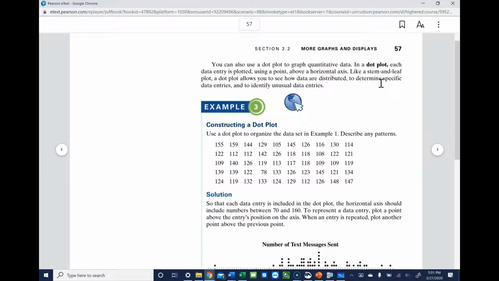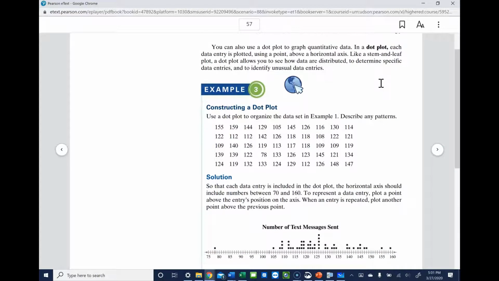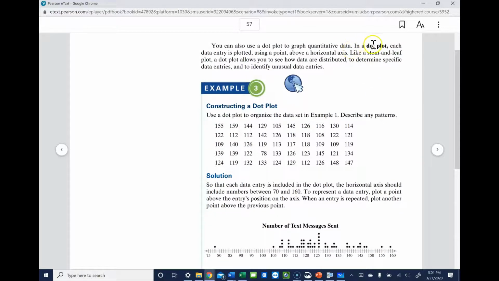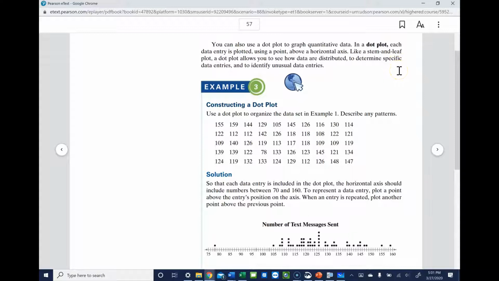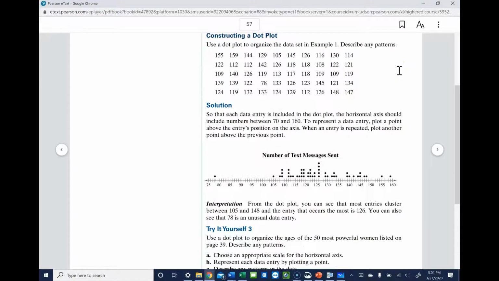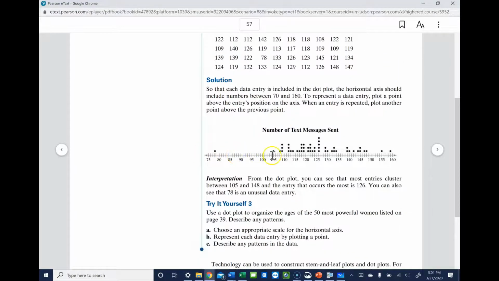Another way to describe the data with a graph is with something called a dot plot. A dot plot plots a number line. You have a number line here, and the number line goes all the way from 75 to 160. So it basically covers the entire span of all the data, because our lowest number was 78 and our highest number was 159. So it's going to cover all the data.